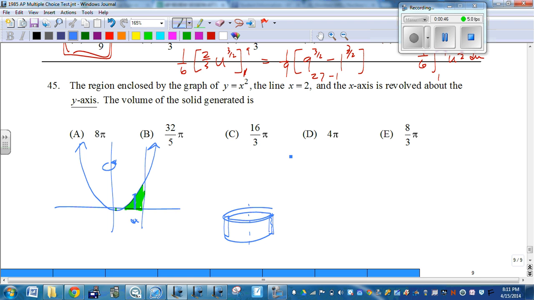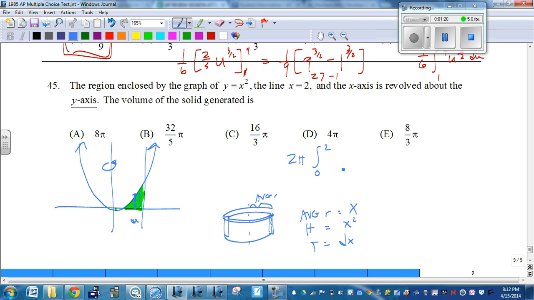So we're going to have 2 pi times definite integral from 0 to 2 of average radius times the height times the thickness. So we know the thickness is going to be the cut, so dx. Average radius, in this case, it's just going to be x, right? If it just goes around an axis, it's just going to be x or just going to be y, depending on the cut. And then the height is going to be top minus bottom in this case, so it's just the parabola minus the x-axis, which is just the parabola.